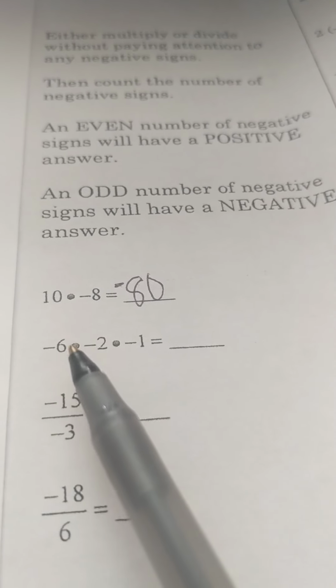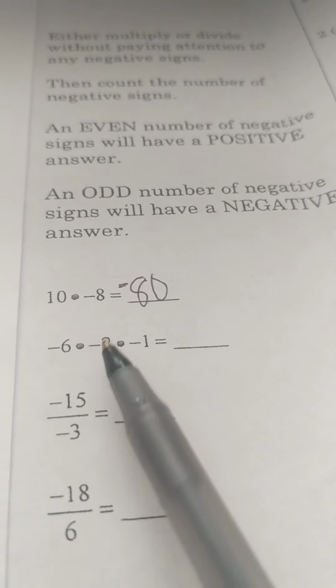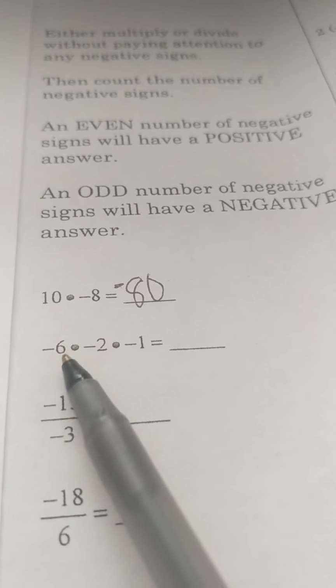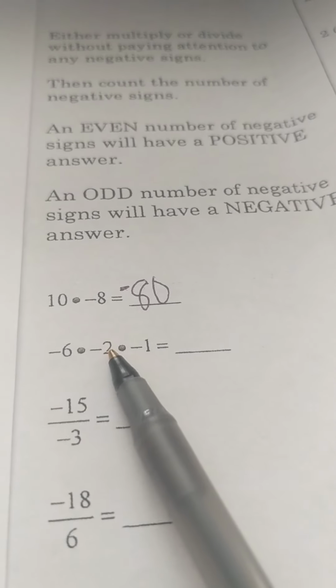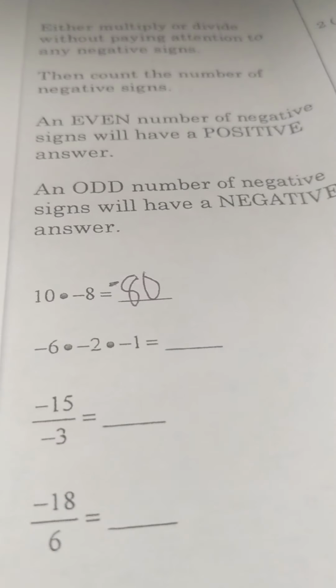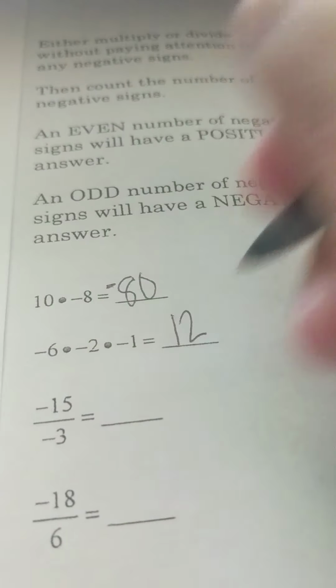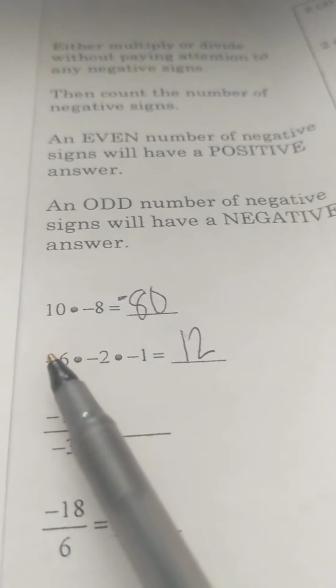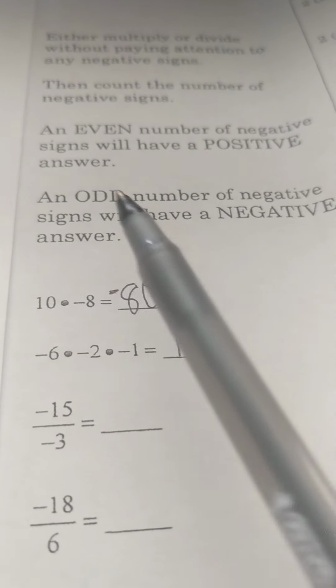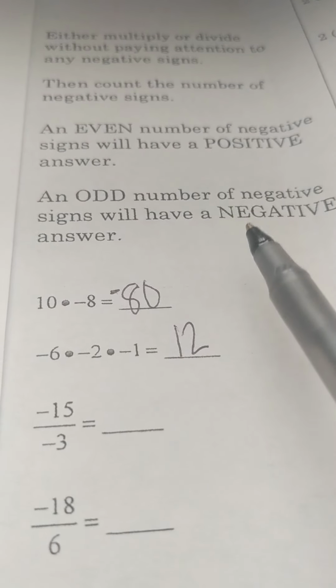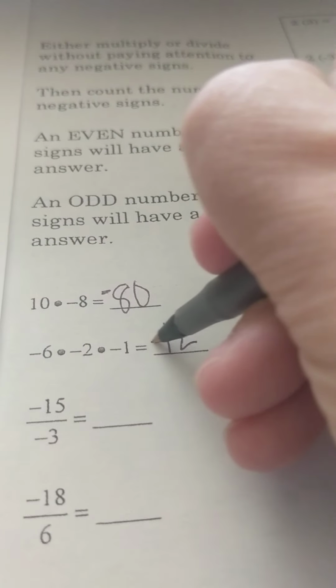Okay, so this time we have 3 numbers. So when we have 3 numbers, we multiply 2 numbers together first, then times our second one. So we're going to do 6 times 2 is 12, and then 12 times 1 is 12. Okay, and now we count our negative signs. We have 1, 2, 3. 3 is odd, so my answer is negative.